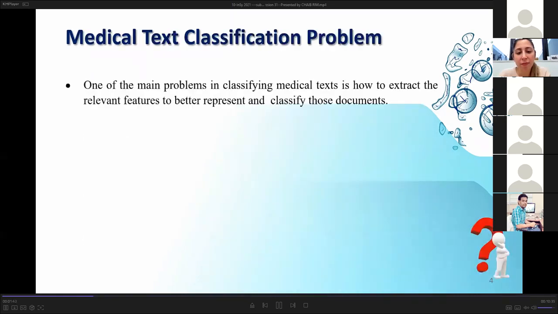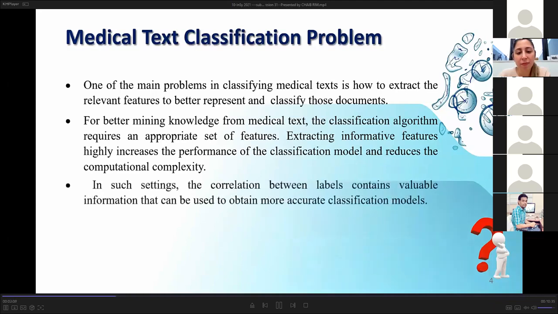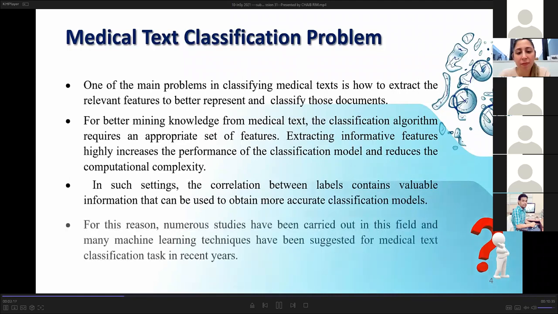One of the main problems in classifying medical text is how to extract the relevant features to better represent and classify those documents. For determining knowledge from medical text, the classification algorithm requires an appropriate set of features. In addition, extracting informative features greatly increases the performance of the classification model and reduces the computational complexity. In such a setting, the correlation between labels contains valuable information that can be used to obtain more accurate classification models.